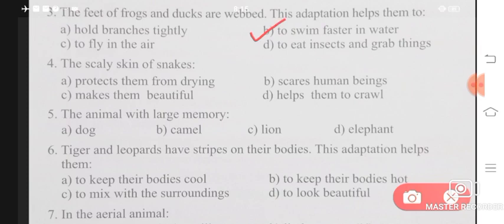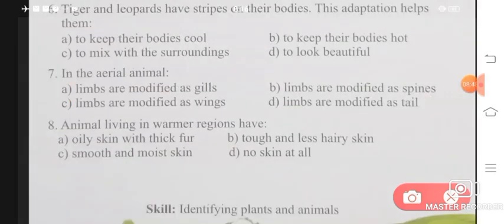Number 4. The scaly skin of snakes helps them to crawl. Ringne mein madad karti hai. D wala. Number 5. The animal with large memory. Ek aisa animal jiski memory bahut badi hoti hai. Dog. Question number 6. Tiger and leopards have stripes on their bodies. This adaptation helped them to, number C, to mix with the surrounding. Inke upar stripes hoti hai, to ye background ke saath mix ho jate hain.